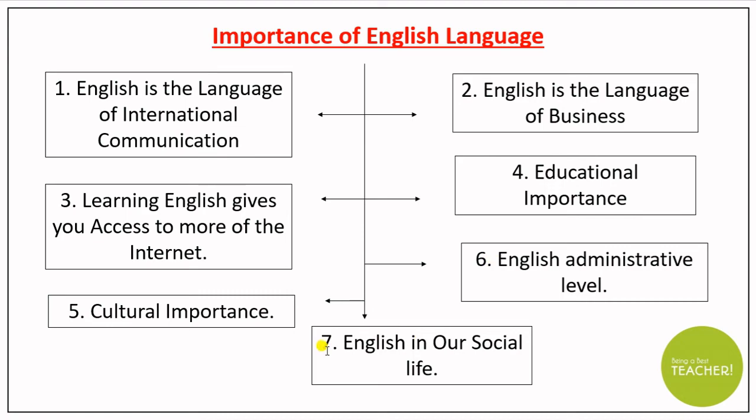So these are the six, and coming to the last one, seventh, English in our social life. You can see that we communicate with this language a lot, right? And we exchange our thoughts, emotions, everything with this particular language. So it is the language which makes us a social being as well, right? So these are the seven importance of English language.